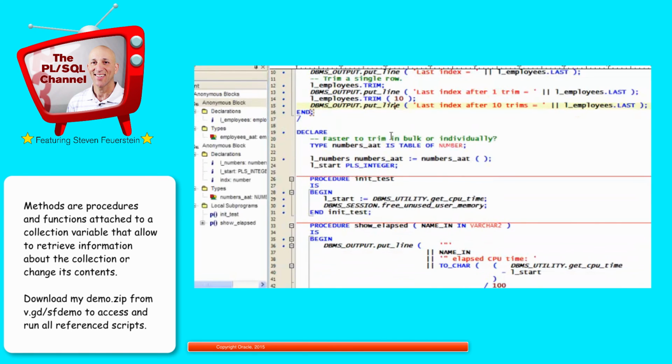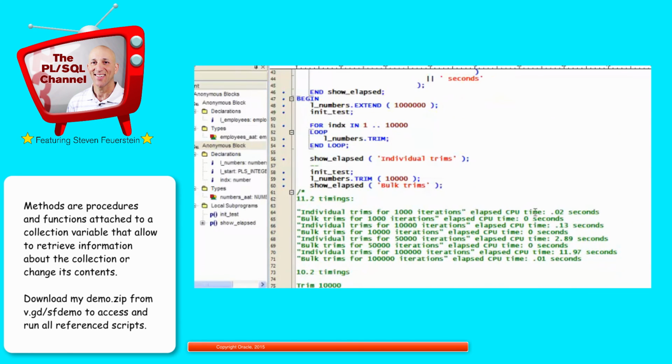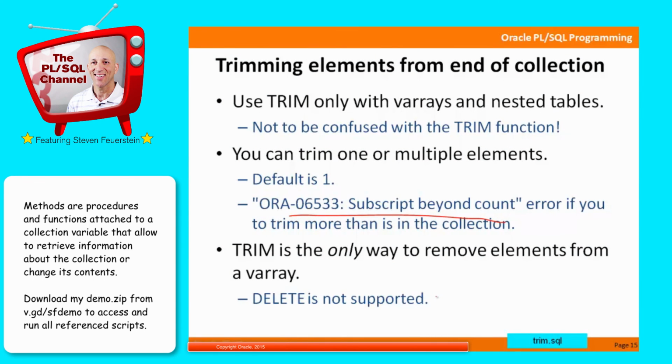Is it faster to trim in bulk or individually? Same question as with the extend operation. What if I know that I'm going to be trimming a whole bunch at once? I found again that trimming iteratively is slower than trimming in bulk. And depending on the number of elements you're trimming, it can make a big difference. 12 seconds to trim 100,000 times versus a single trim, 0.01 seconds. So again, if you know you're going to be trimming a lot, don't trim inside a loop, trim in a single operation. But in any case, for nested tables and V-arrays, it always is pulled off the end of the list. Whereas the delete method gives you the flexibility to specify which index value you want removed.